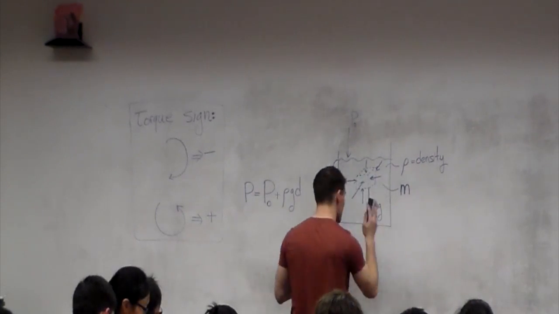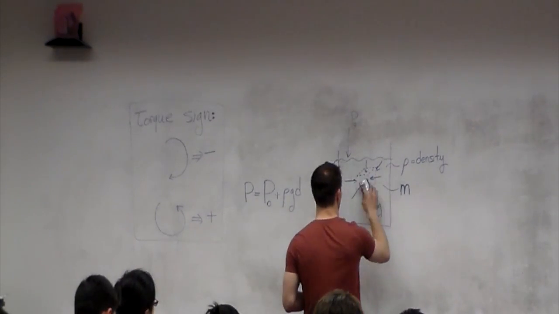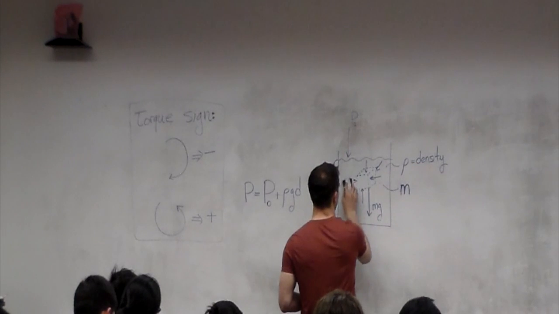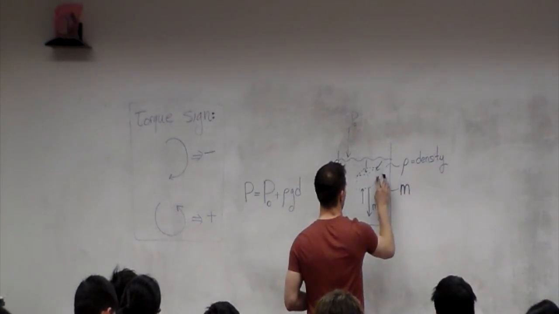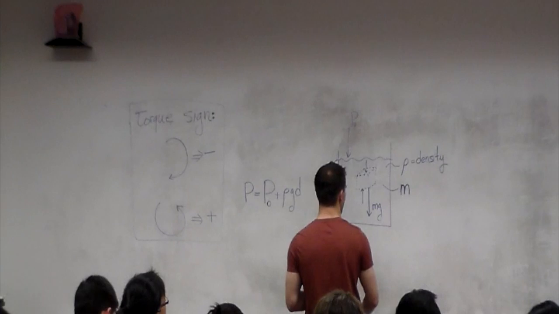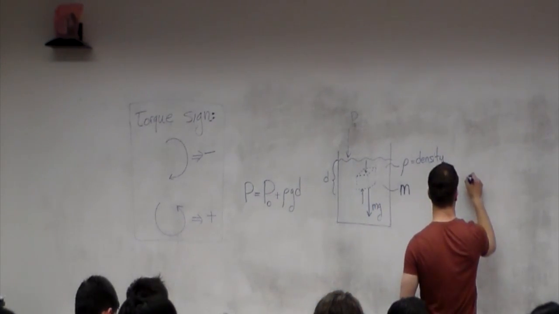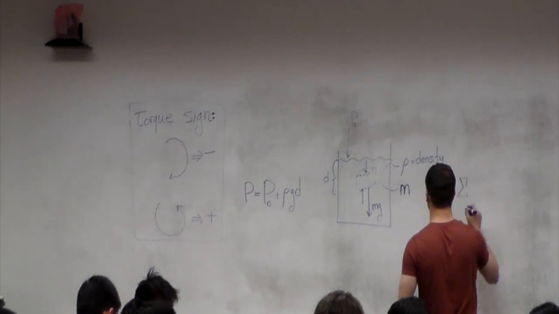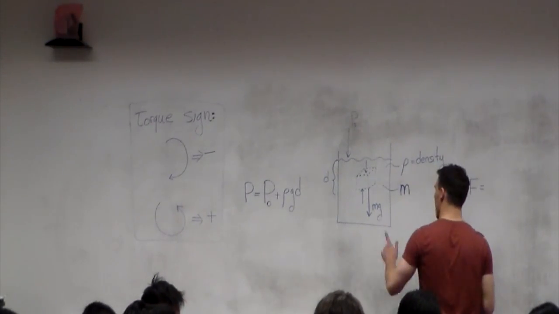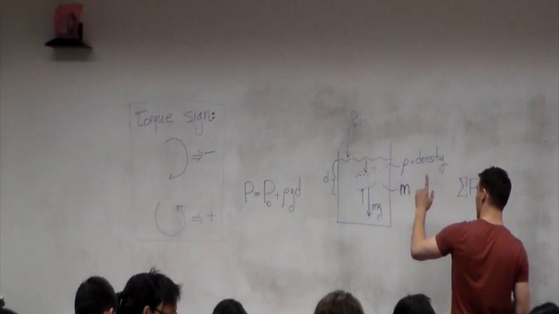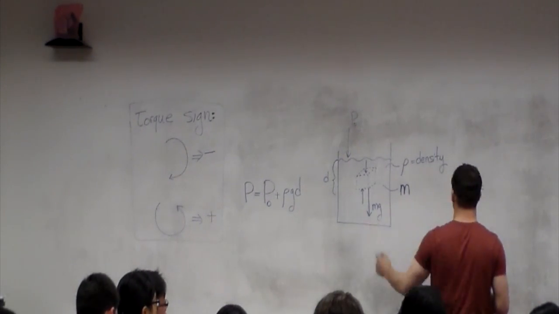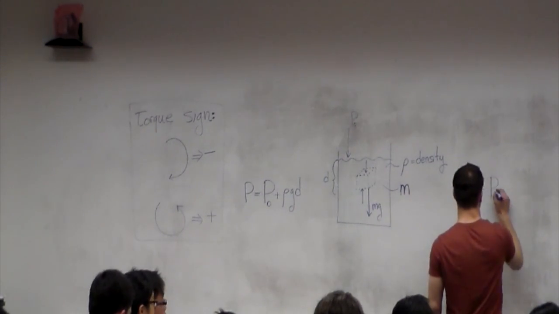But what is not constant is the pressure in the vertical direction. So if I erase all the other pressures here, I get only this. Now if I sum the forces in this direction, the forces on my cube are: I have gravity, and I have the pressure at the bottom going up.